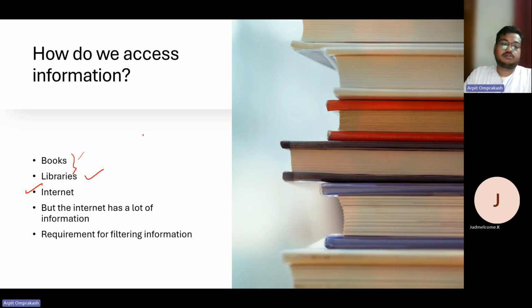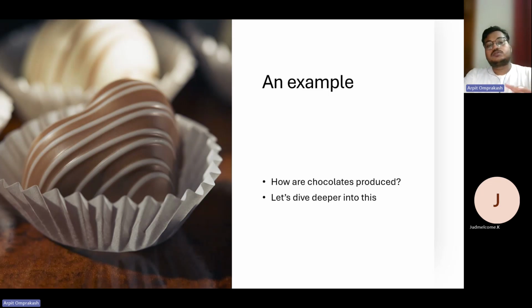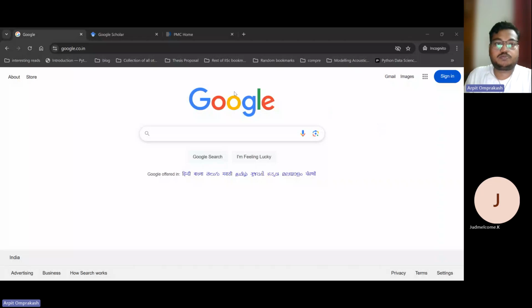But the issue with the internet is that it has a lot of information. So there's a requirement for filtering information so that we only get what we want and need, and we don't get useless information that is not relevant to us. So, for example, let's say we look at how chocolates are produced, right? I'll stop sharing this and share screen. I hope you guys can see this.